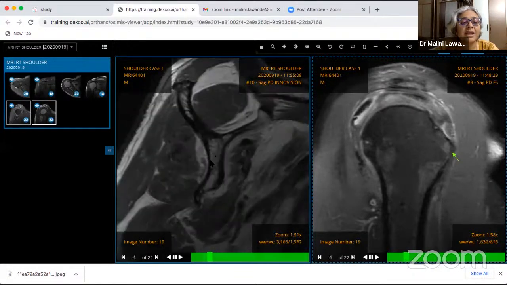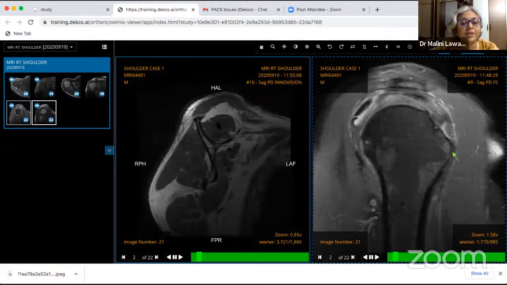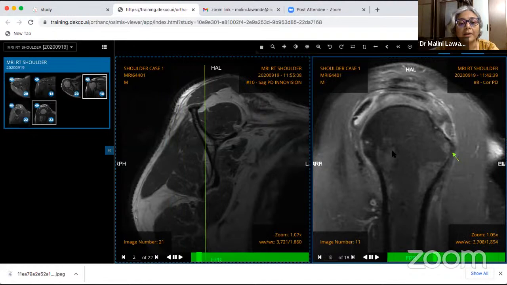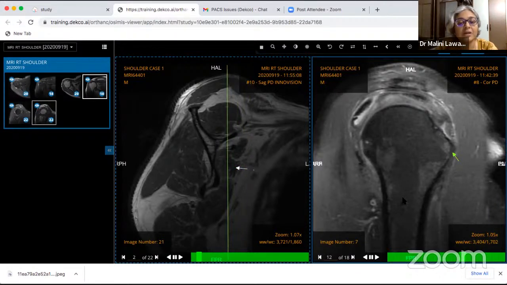This is the section where I look for the muscles. So if I look at these muscles, supraspinatus is normal, infraspinatus is normal, teres minor is normal. But when I look at the subscapularis, you can see that the subscapularis here is showing mild atrophy with fatty infiltration. Okay, so that again, whenever you see muscle atrophy, look carefully. Very likely there's going to be a tear.